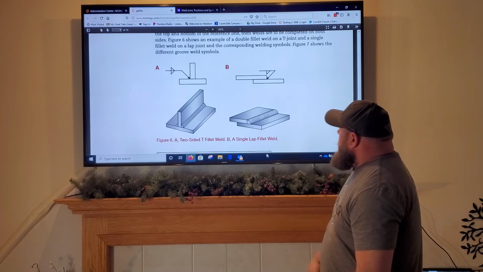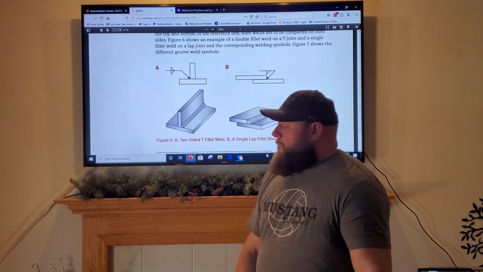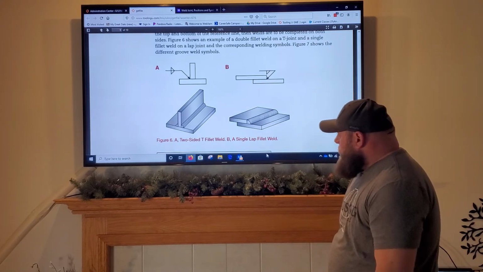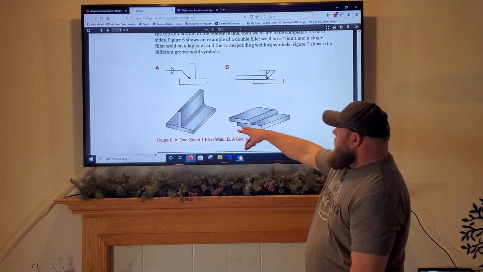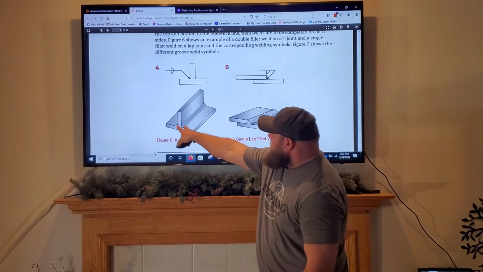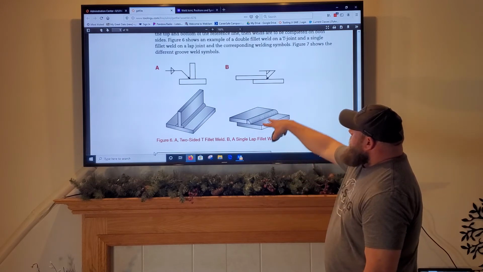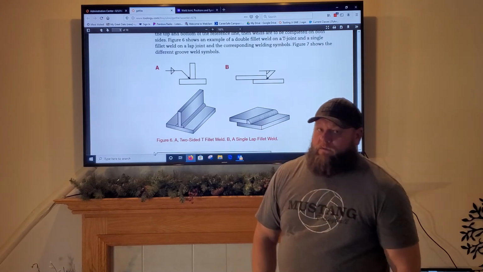You look up here, you've got a lap joint with the fillet weld to be performed on the arrow side as well. And that's what that looks like. So this weld symbol, it is a T-joint with a double fillet. You've got a fillet weld on either side. This weld symbol is a fillet weld on a lap joint that shows the lap joint weld to be made.